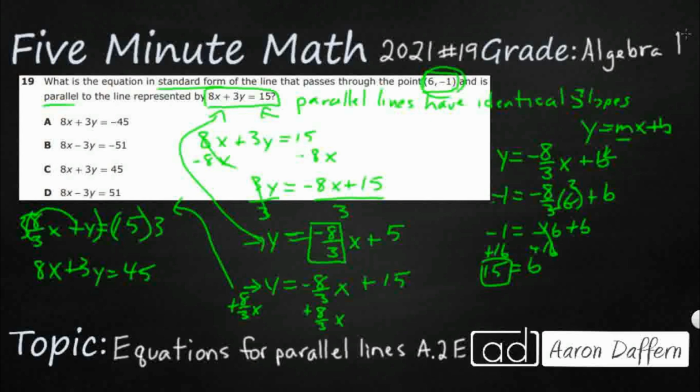So the other option is, rather than plugging in, we could have used the point-slope form. y minus y1 equals m times x minus x1 with our new slope, and plugging in the x and y. That also would have given it to us in slope-intercept. We still would have needed to get it back into our standard form. And our answer here is C.